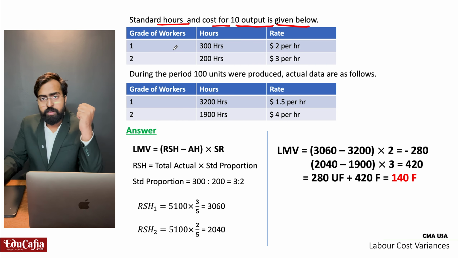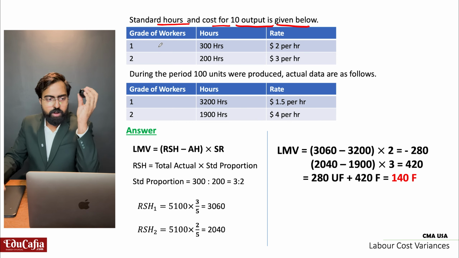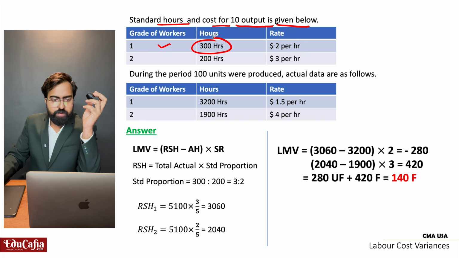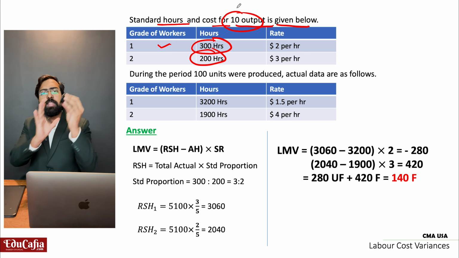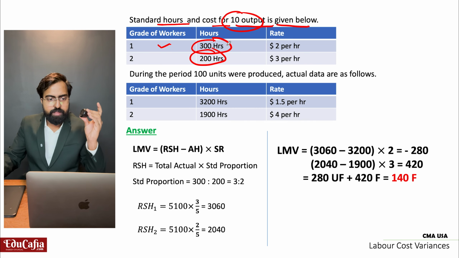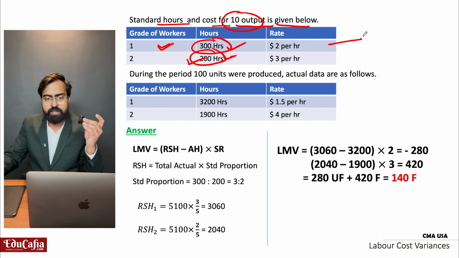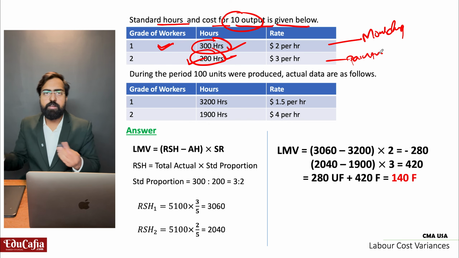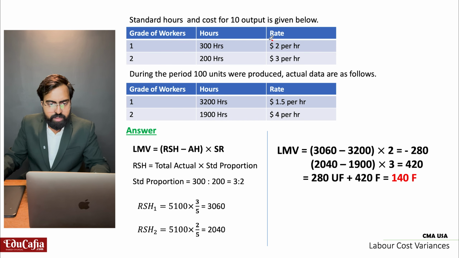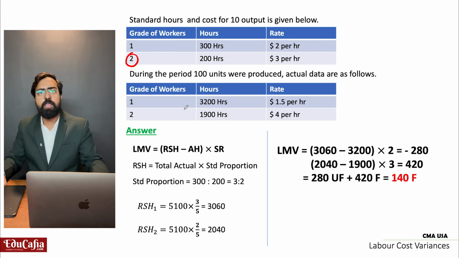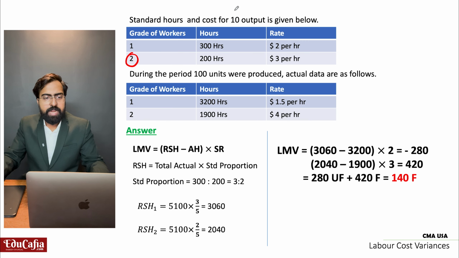Two labors are there for making this. The first one required 300 hours. The second one required 200 hours. That's for 10 outputs. For making these 10 items, it required 300 hours of the first labor and 200 hours of the second labor. You just consider this as molding and this as painting, or painter and molder. $2 is given per hour to the first grade worker, and $3 per hour to the second grade worker. So this is for 10 outputs.